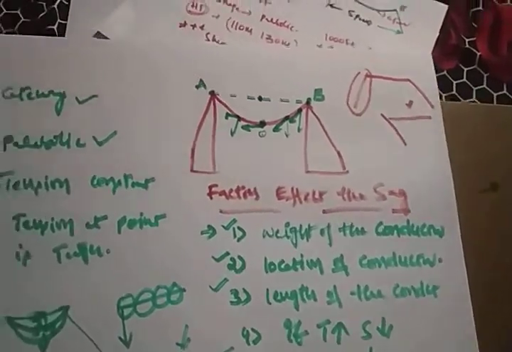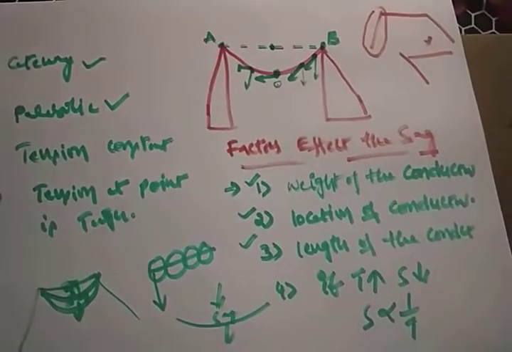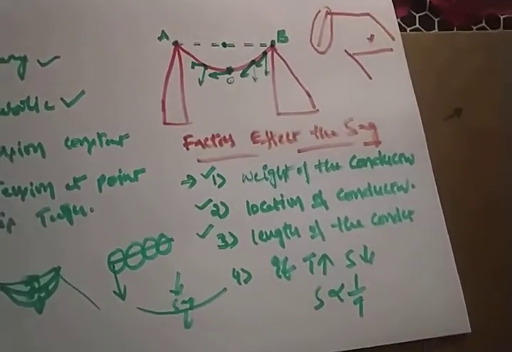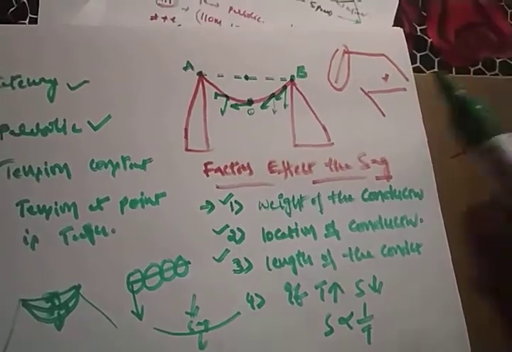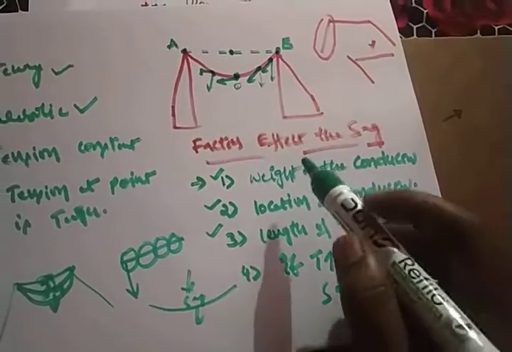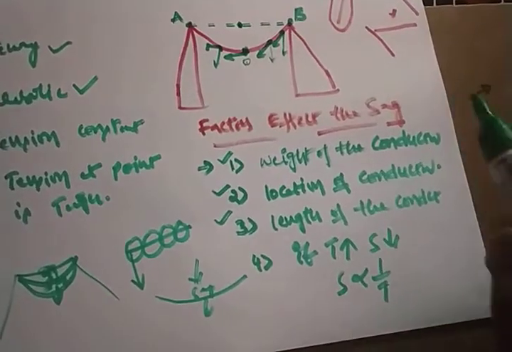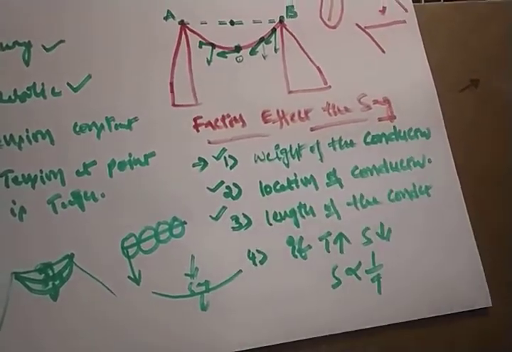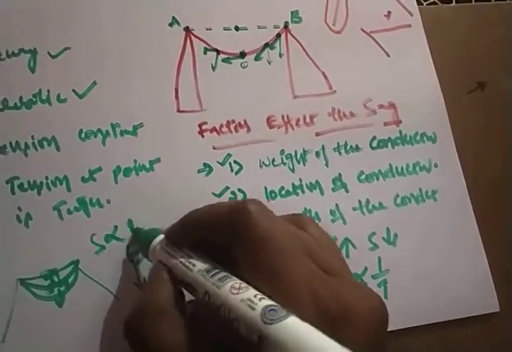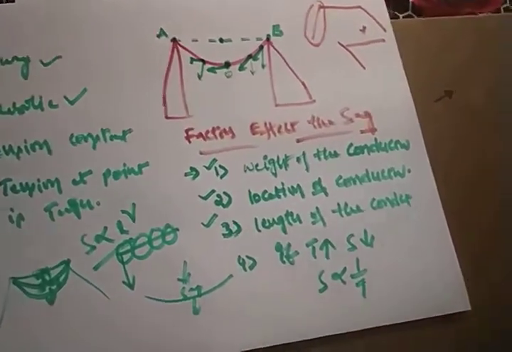After that, we discussed the factors that affect the tension and the sag. There are four factors. What are they? The weight of the conductor: if it increases, your sag is going to increase. The location of the conductor, ice loading and climatic conditions: definitely the sag will increase. After that, the length of the conductor: if the length increases, your sag increases. Sag is directly proportional to the square of the length. We'll discuss the derivation later, and from that you'll easily understand.